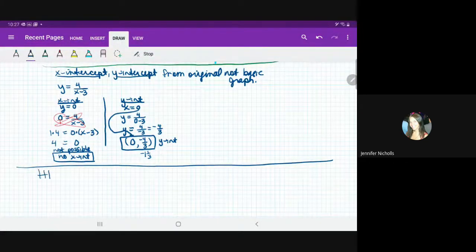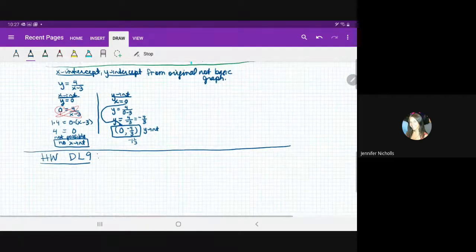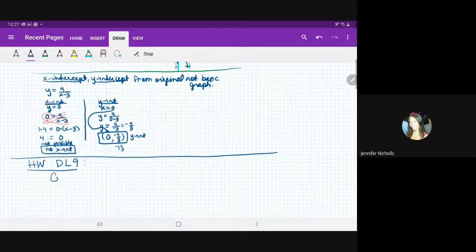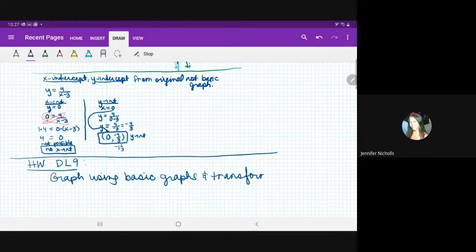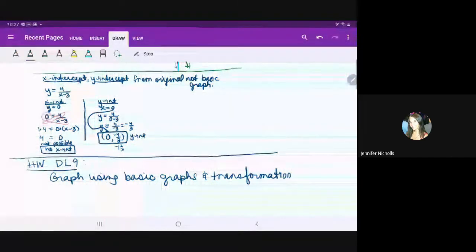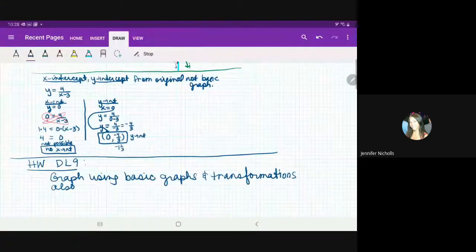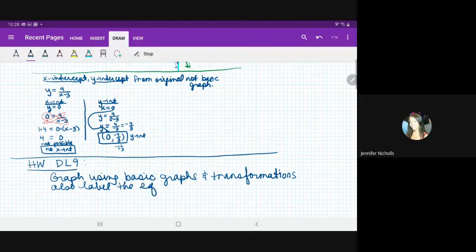Okay, so this is homework. I believe for your class we're on DL9. Okay, DL9, and the instructions are graph using basic graphs and transformations. Also, label the equations of the asymptotes.